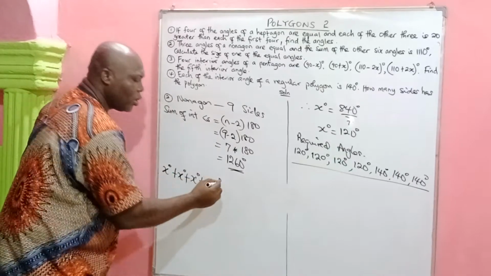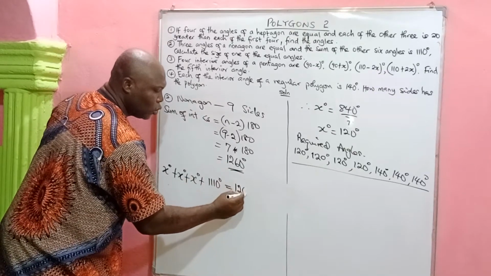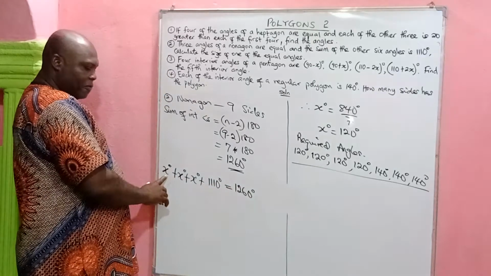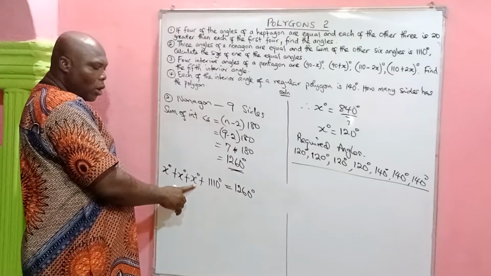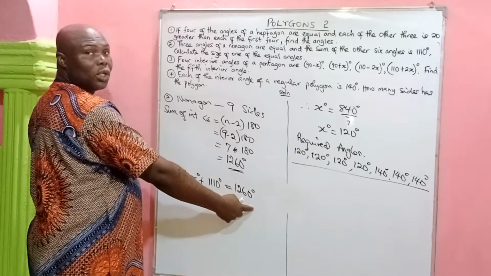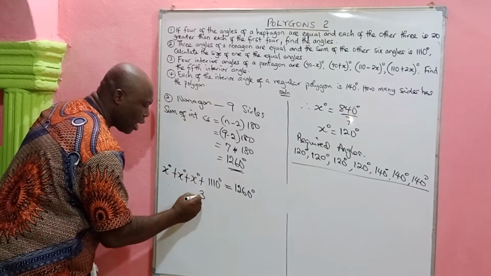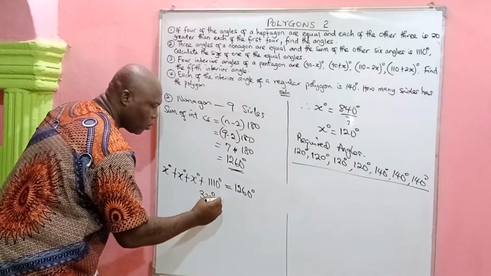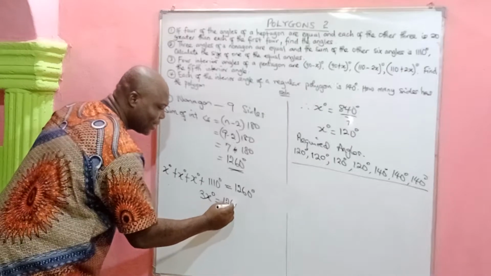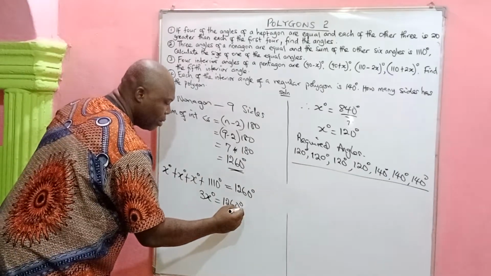So if you add all this, it should give you the sum of the interior angles, 1260 degrees. The first, the second, the third are equal. The other 6 are 1110 degrees. All will be equal to the sum of the interior angles. Okay, so we have x plus x plus x, that will be 3x degrees equal to 1260 degrees, and the 1110 degrees will cross to be minus.